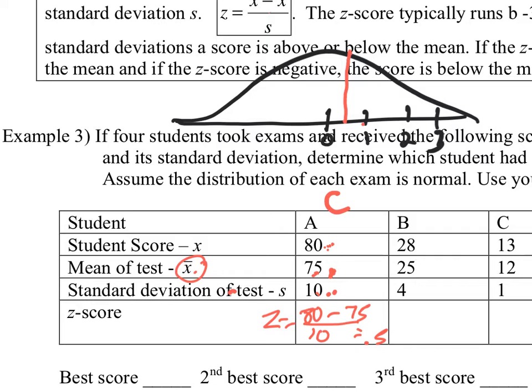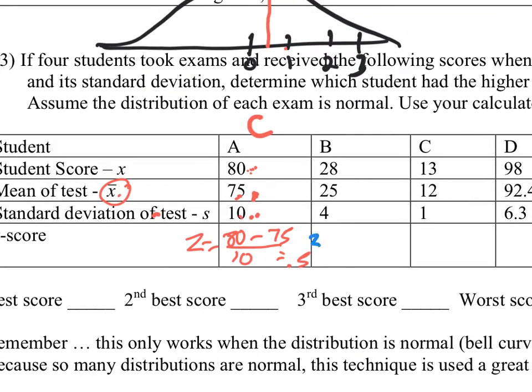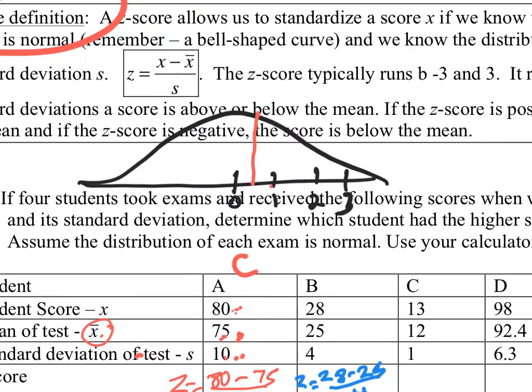Now let's do class B. Who teaches class B? That was Mr. Ramos. So let's do Mr. Ramos's student. z is equal to 28 minus 25, all divided by 4. 3/4, what's that decimal? 0.75. So Mr. Ramos's student actually did better than my student, because on the normal curve, compared to his competition in the class, he did better against all the other students that took his test. So that student really did better in his class than my student did in my class.